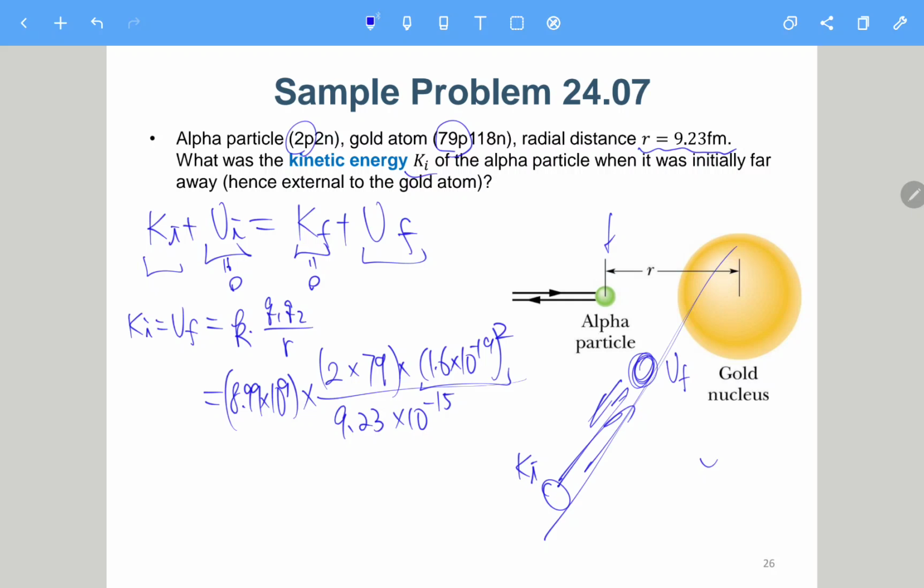This number will be 3.94 times 10 to negative 11 joule. Of course, joule is an SI unit, no problem. But for particle physics, they will use another unit, which is not the SI unit, but they tend to use that.